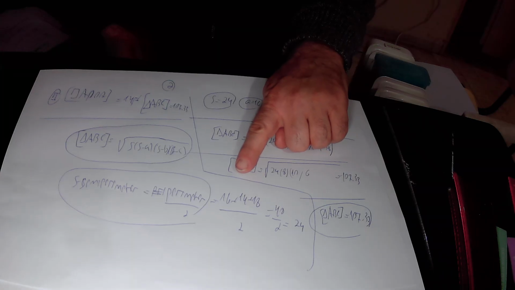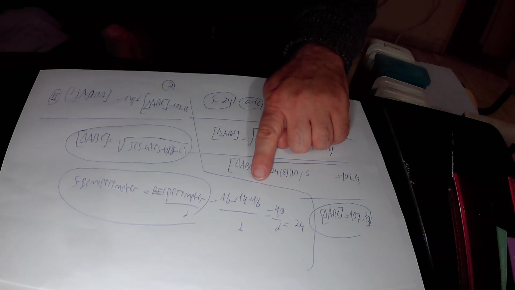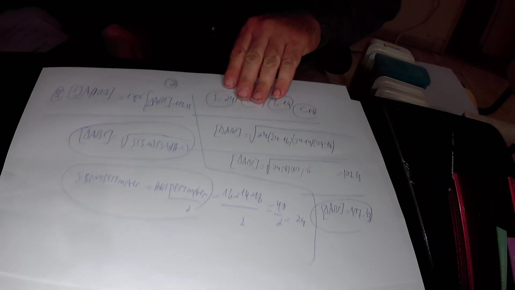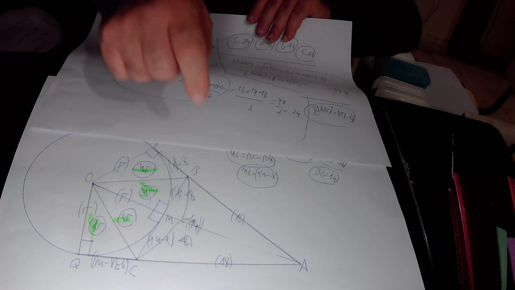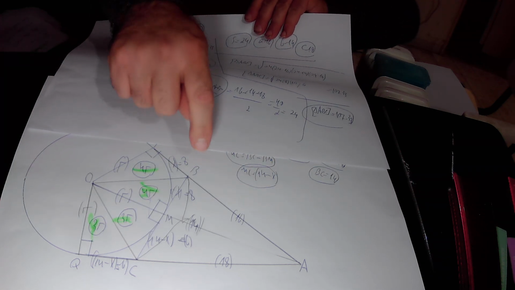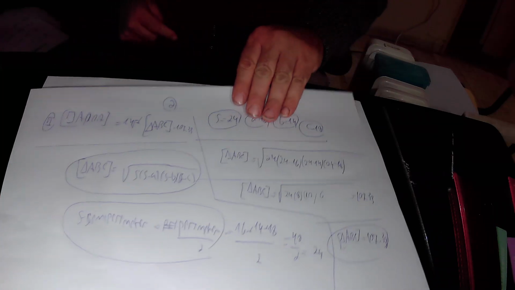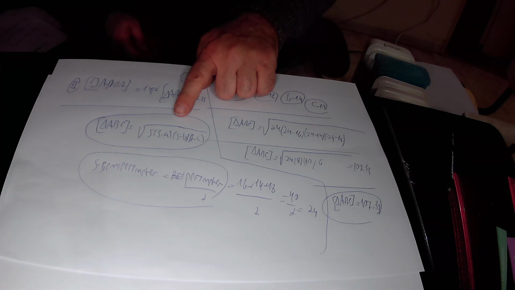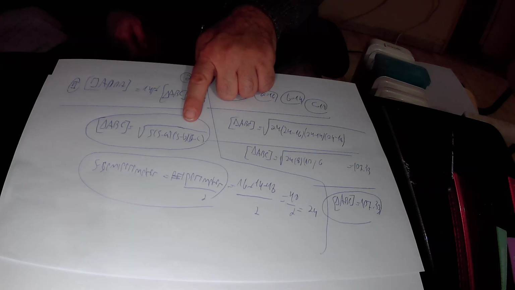So the semi-perimeter of triangle ABC equals 16 plus 14, that is 30. 30 plus 18 is 42. 42 over 2 is 24. So the semi-perimeter S equals 24 units in length. In this equation, A, B, and C are the side lengths of the triangle whose area we are looking for.